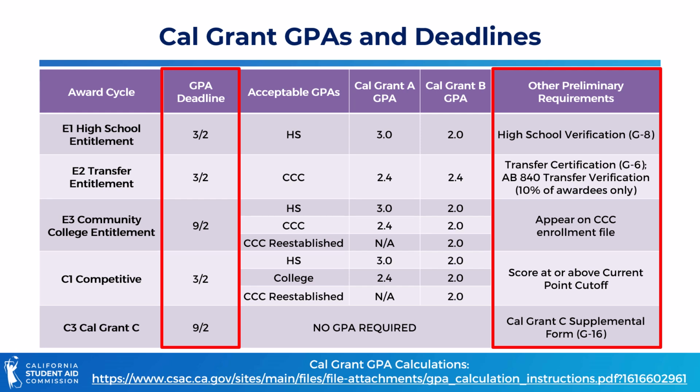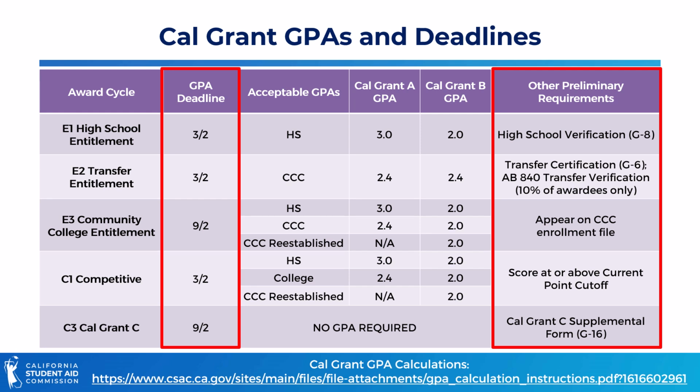Now on this chart, you will see other preliminary requirements that will be needed for each Cal Grant award cycle. These conditions must be met in order for the student to be awarded a Cal Grant. Students awarded a Cal Grant under the E1 High School Entitlement Award Cycle will need to verify that they have graduated high school on their Web Grants for Students account.